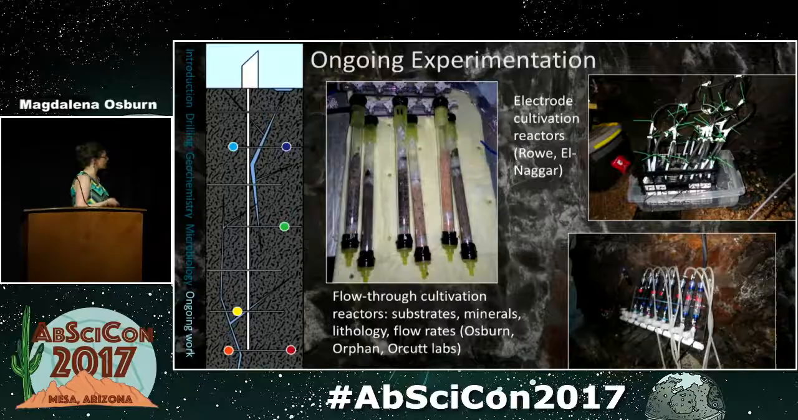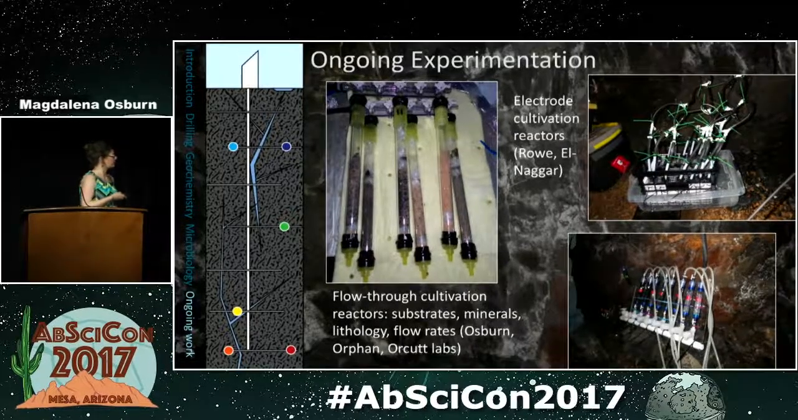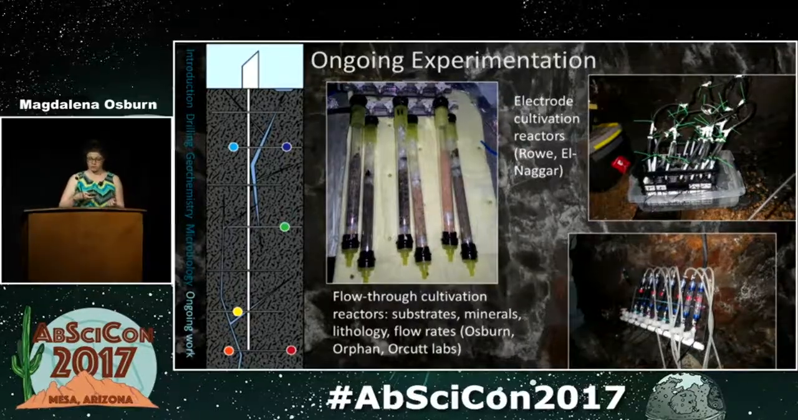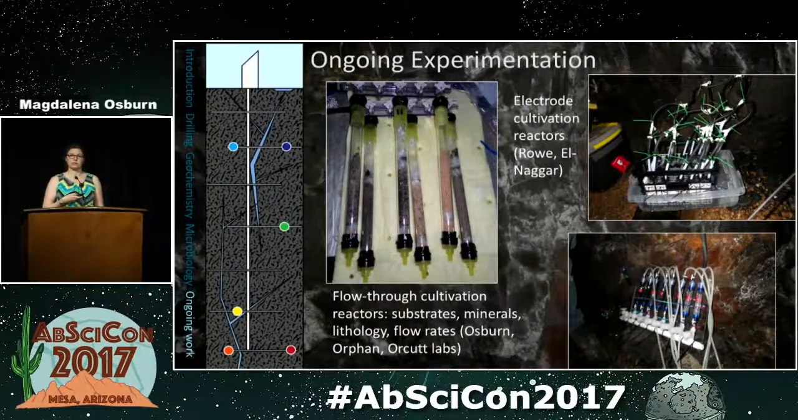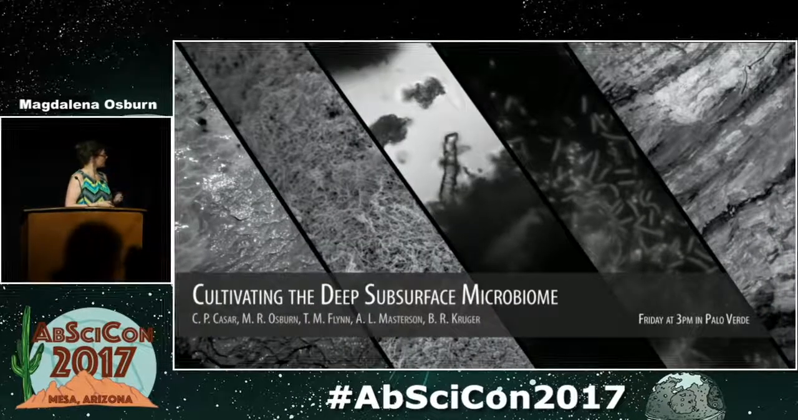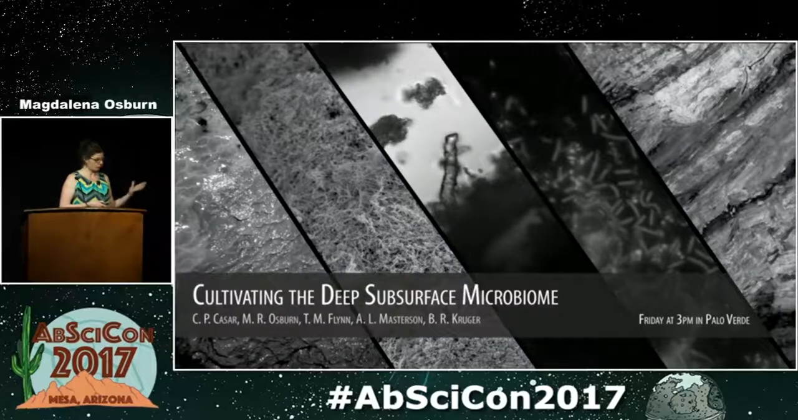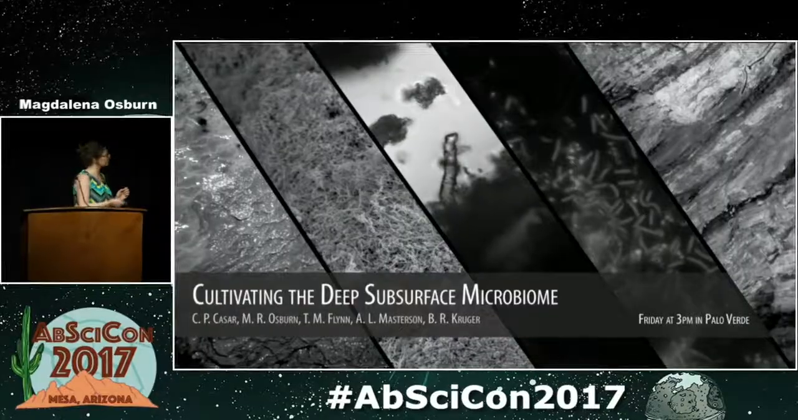Experiments in the orphan lab are testing things like lithology and flow rates, and in the ORCUT labs, we're doing controlled amendments. There are also in situ electrode cultivation reactors being done by Annie Rowe in Mo Al-Najjar's lab. Just want to plug my student Caitlin's talk Friday at 3. She will tell you more about the cultivation happening from these flow-through cartridges and show some truly beautiful images.